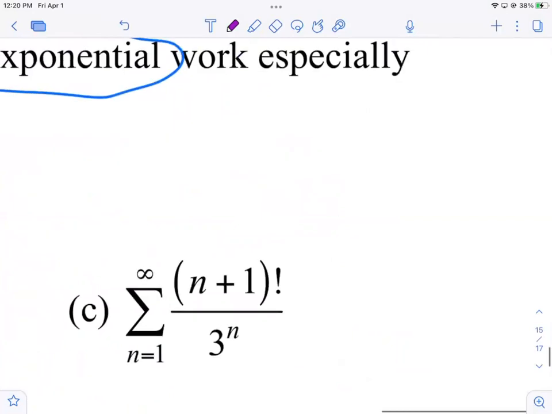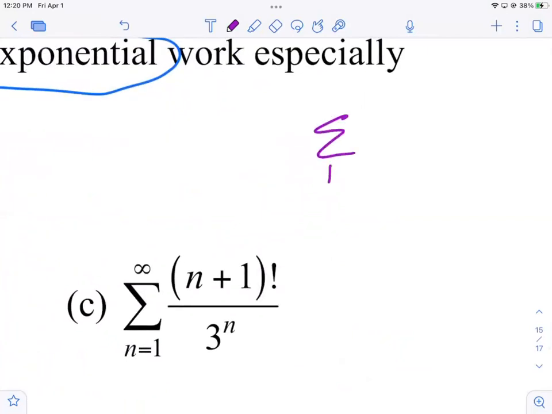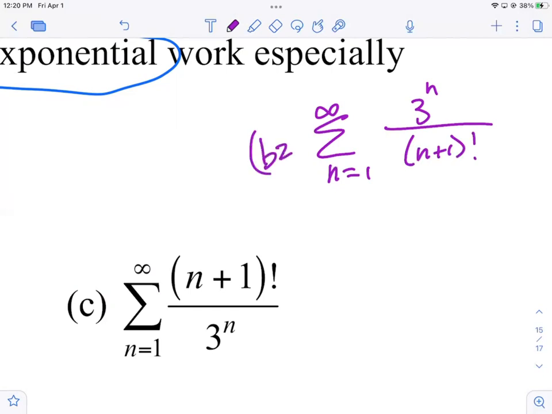Let's flip this one around. Let's do from n equals 1 to infinity of 3 to the n all over, I'm changing it even, let's just do 3 to the n over n plus 1 factorial. Go ahead and do that one. We'll call this B2.